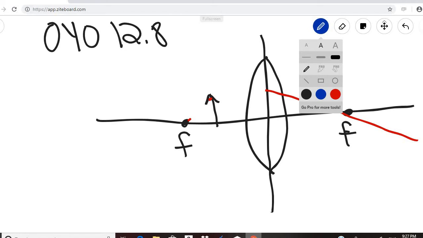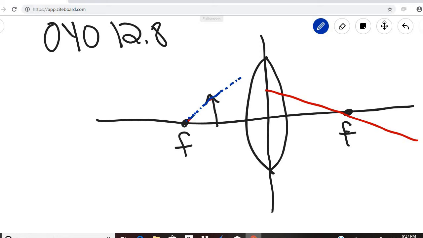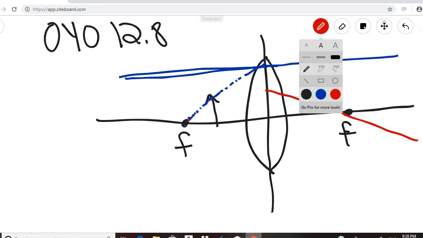Now let's go blue. Okay, so it can't go through the focal point, but it'll come from the focal point. So we'll go until it hits the center of the lens, and then it will exit horizontally. Okay, and those two do not intersect with each other, right? So what we have to do then is we have to extrapolate them out. So here's our blue one that exited, and our red one exited this way.